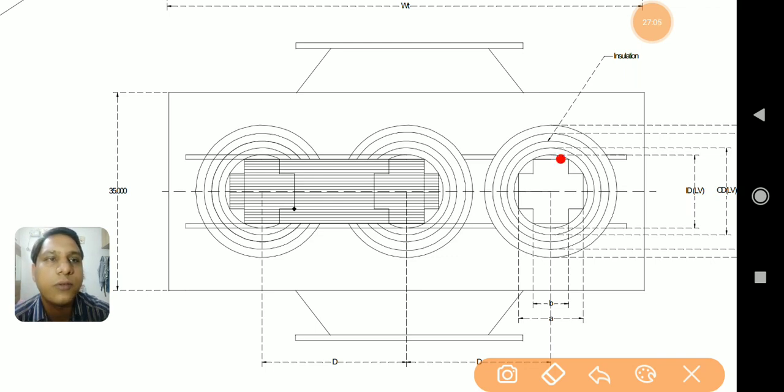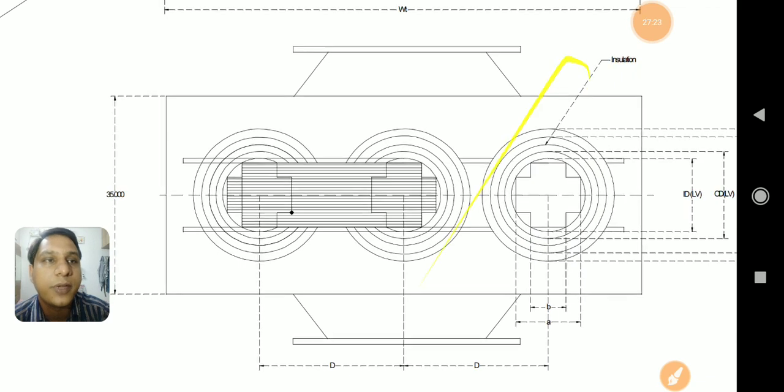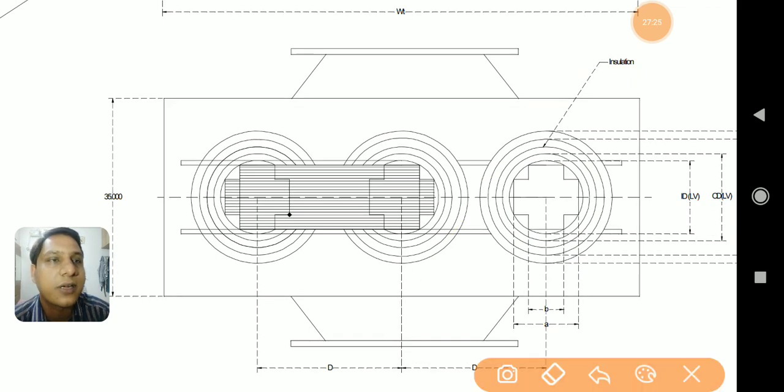Then we know the circle which is encircling or touching the different corners of the core. We call that circle the circumscribing circle, which is touching the corners of the core. So in this figure, you can easily identify the circumscribing circle. This is a cruciform core. The circle which is just touching the corners of the core, we call this circle the circumscribing circle.